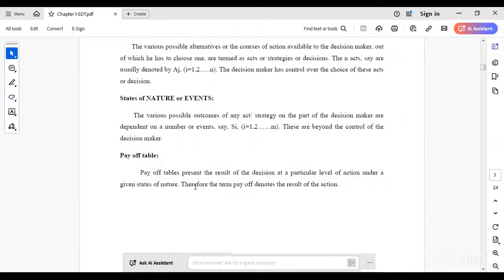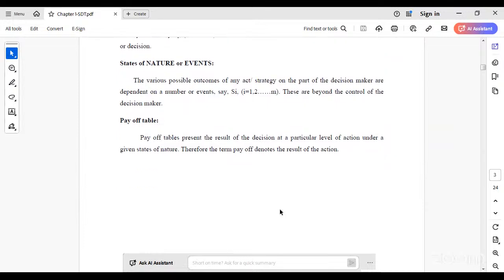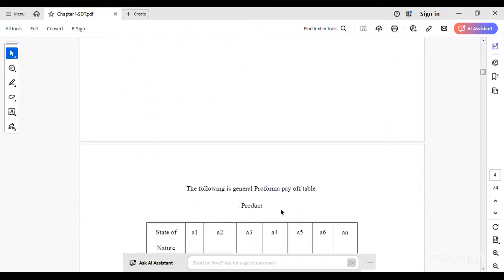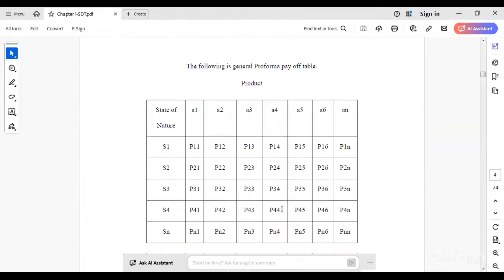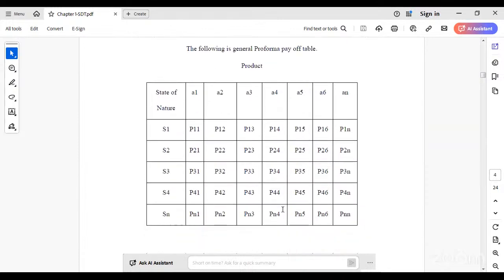The next one is the payoff table. Payoff tables present the result of the decision at a particular level of action under a given state of nature. Therefore, the term payoff denotes the following results. The payoff table is very much important. We'll see the payoff table. The following is a general pro forma of a payoff table.